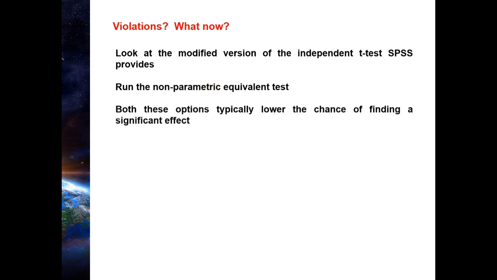Both of these options lower the probability of finding significant effects. This one even more so, this one a little bit. So they both lower the probability of finding a significant effect in your t-test. What if you ignore the violation? Remember, you can do that. You can say, oh, t-tests are robust, we're going to ignore the violation.